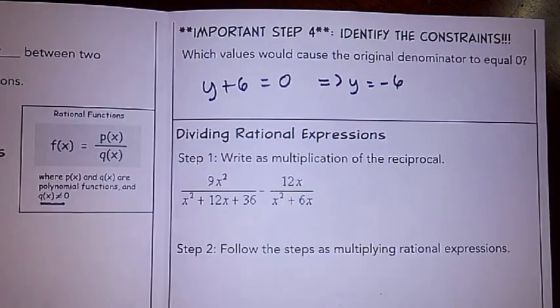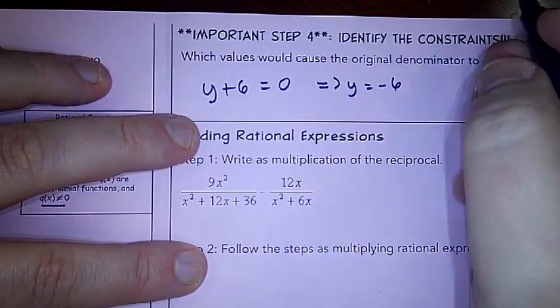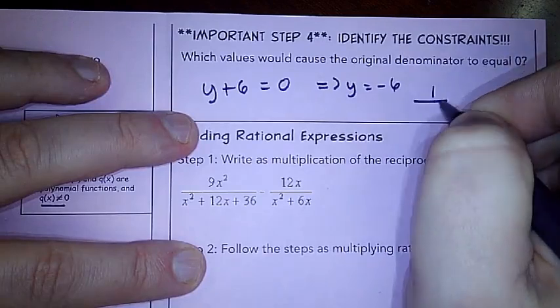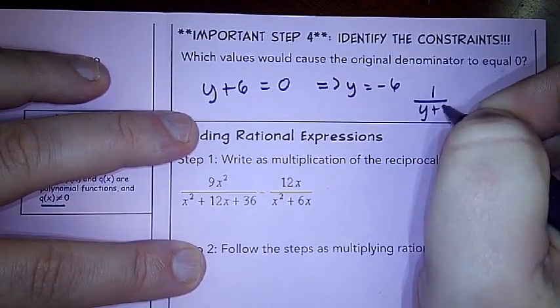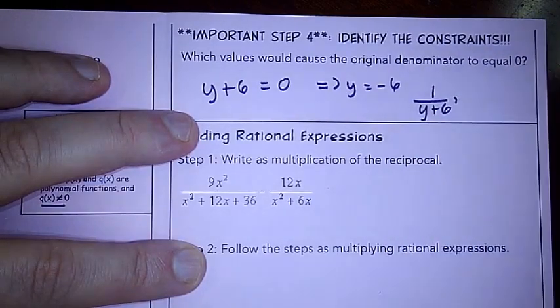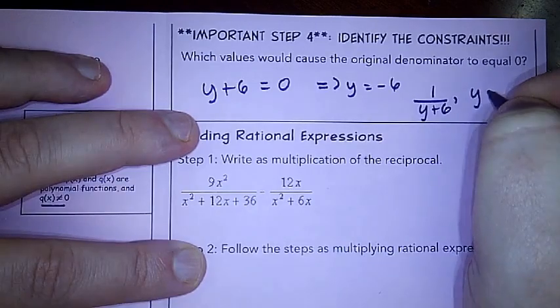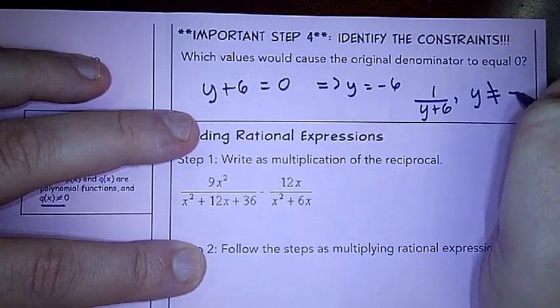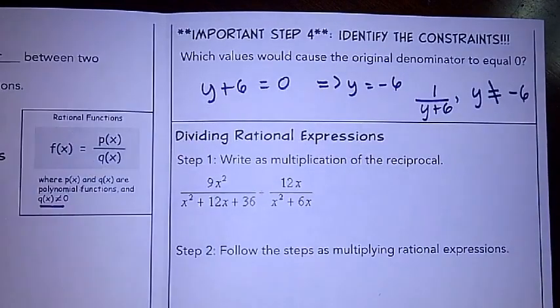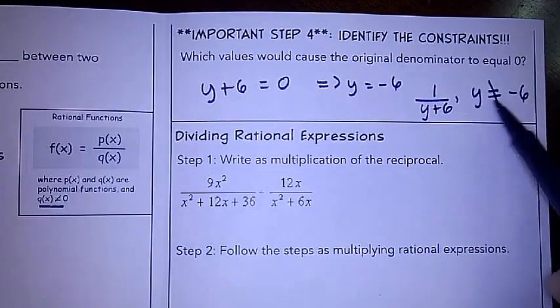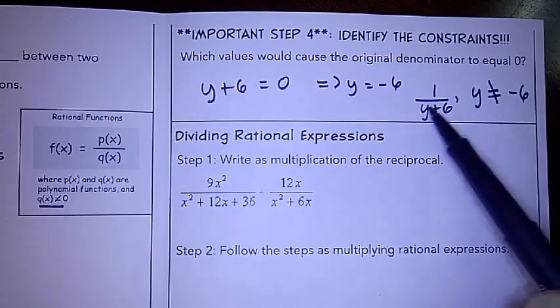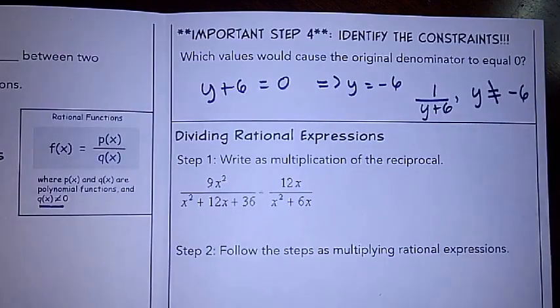So that means when I write my final solution, I'm going to say that this is 1 over y plus 6, comma, y is not equal to negative 6. Because if I say that y is not equal to negative 6, it removes the issue that comes with this being 1 divided by 0.